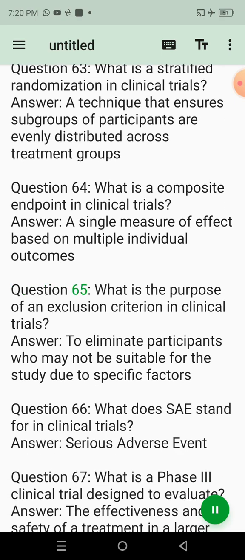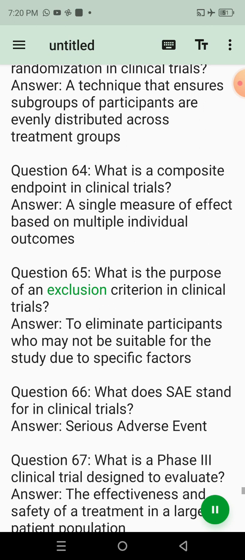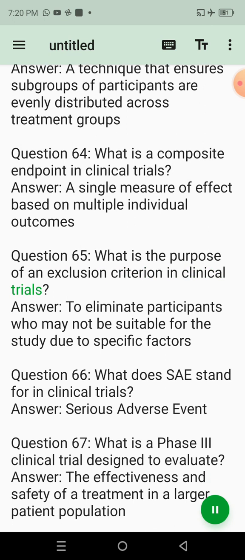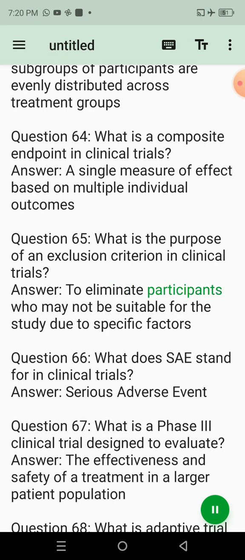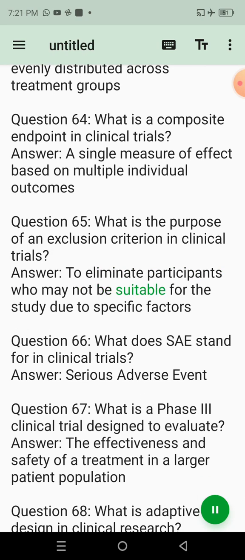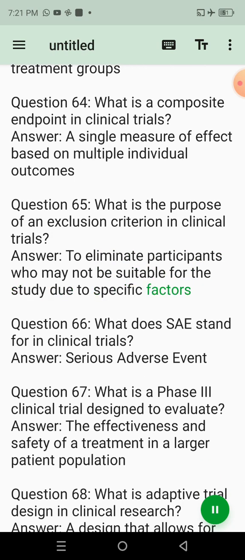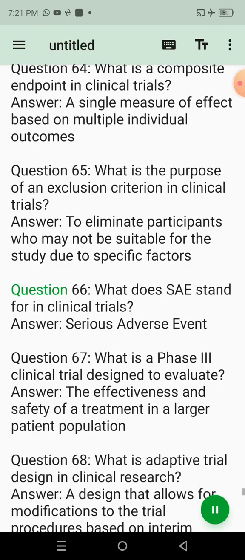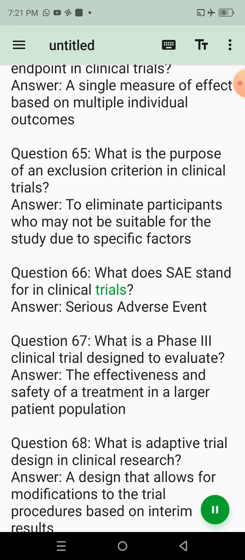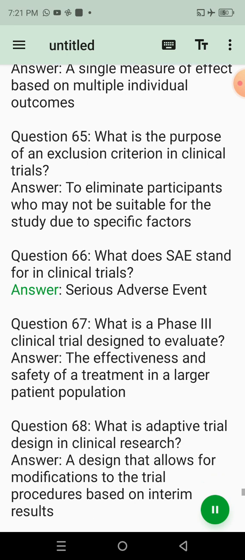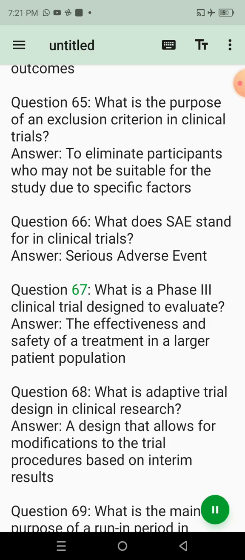Question 65. What is the purpose of an exclusion criterion in clinical trials? Answer: to eliminate participants who may not be suitable for the study due to specific factors. Question 66. What does SAE stand for in clinical trials? Answer: serious adverse event.